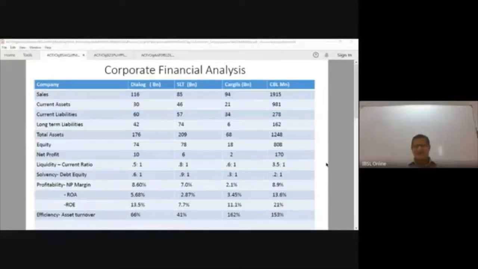0.3:1 is their solvency ratio. Instead of 3, their solvency ratio is 0.3:1, which is very good, risk-free lending you can do to a company of this nature. CBL, once again, a company, their equity is 808 billion and long-term borrowing only 162.